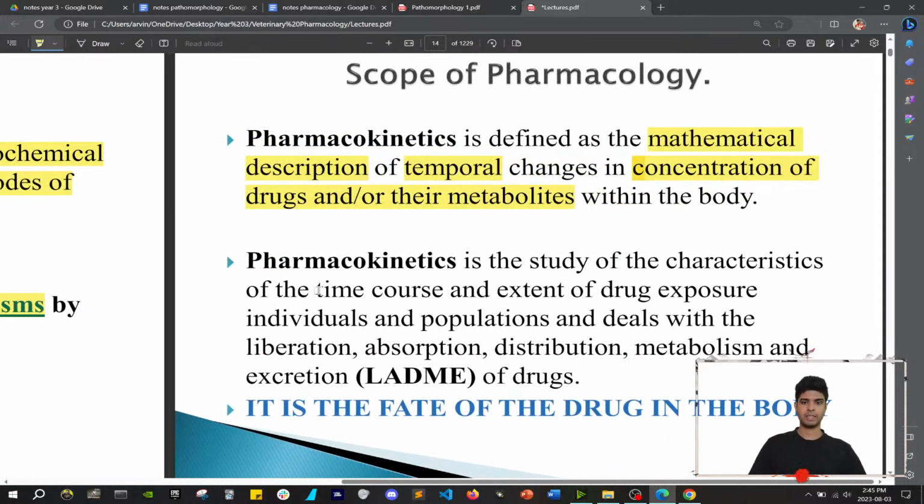So what are the mathematical variables involved? Time, extent of drug exposure, in individuals and populations, dealing with liberation, absorption, distribution, metabolism, excretion of drugs. It starts from liberation, absorption, distribution, metabolism, then excretion. It mostly talks about how much time a drug takes to get absorbed, released, ingested, and then excreted.